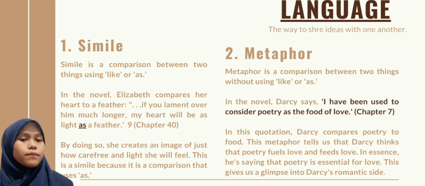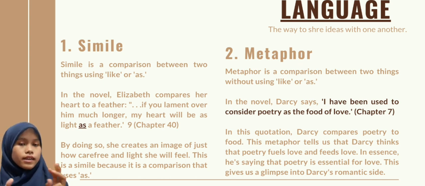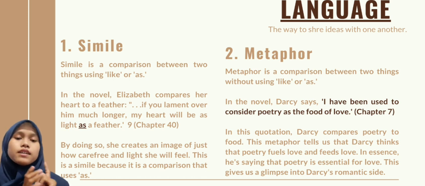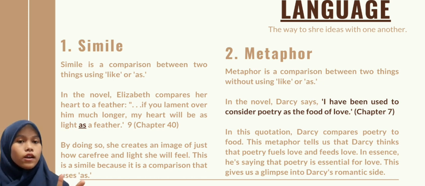The first element is language. In this novel, there are figurative languages. There are 3 figurative languages. The first figurative language is simile. The second is metaphor, and the third is hyperbole. The first, simile. Simile is a comparison between 2 things using like or as.